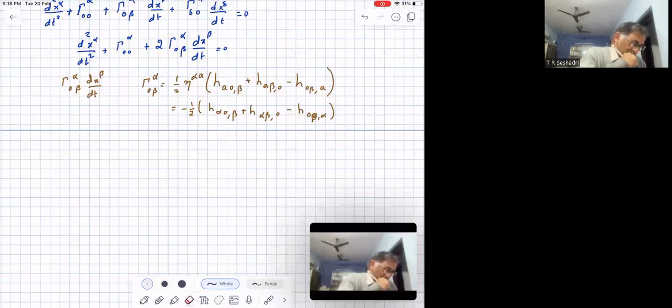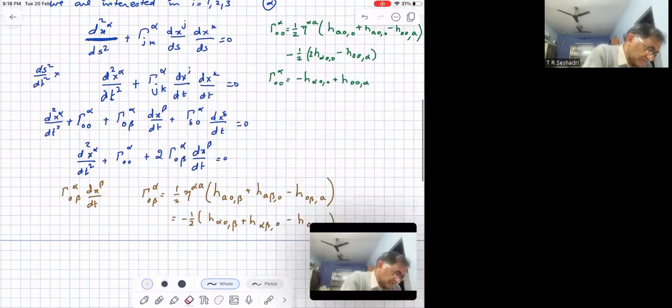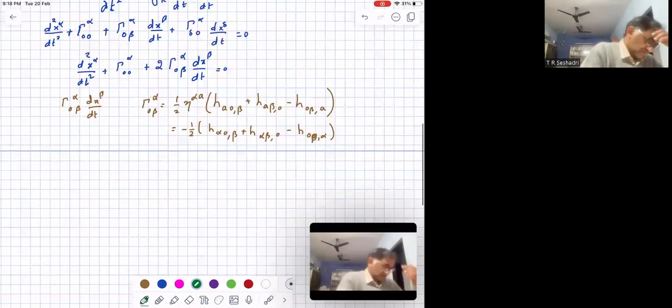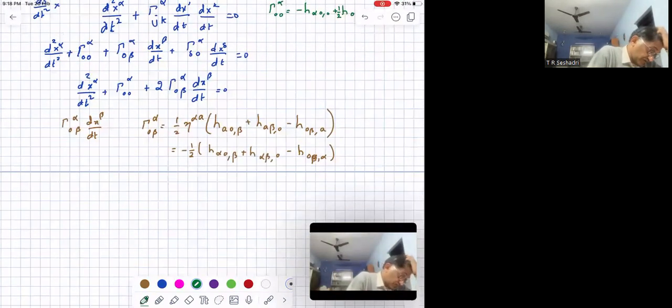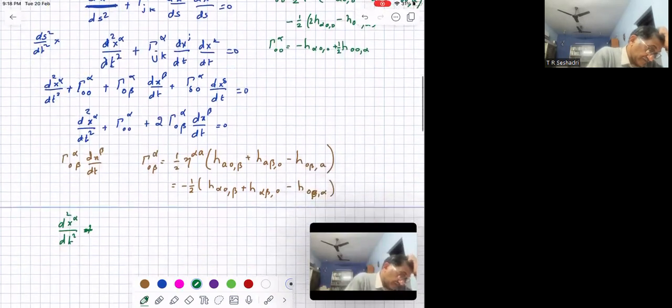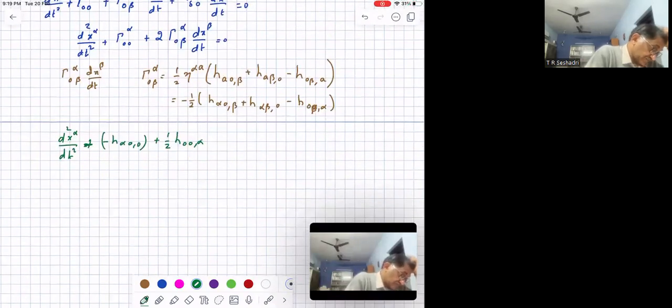So I have alpha 0. This will go. Okay, let us see. So these are the ones which are remaining. Here I have done a mistake. I need a half. Now I have d2x alpha by dt square plus the gamma alpha 0 minus h alpha 0, 0 plus H 0, 0, alpha, which is the first term.